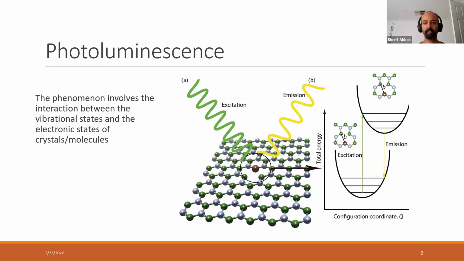So I'm going to be explaining this in some detail as we proceed. I just wanted to give an overview of what photoluminescence is about and why it's relevant to DFT calculations using VASP.